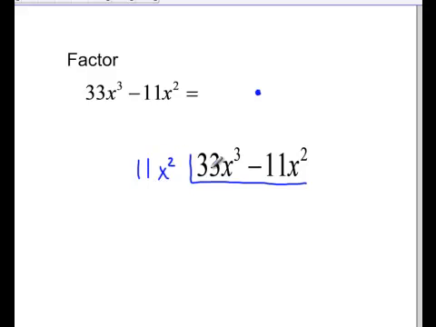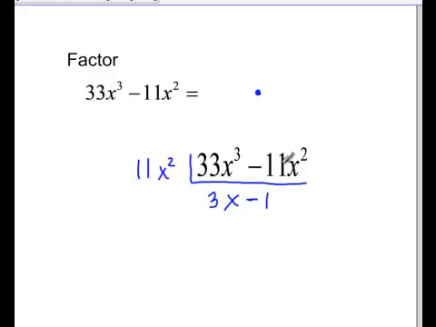11x squared goes into 33x cubed 3x times. Now 11x squared goes into 11x squared. First of all, what do you have to do with this negative? We do know it's supposed to be minus right here. But 11x squared goes into 11x squared just one time. So we have to put 1 here. The common mistake is that people consider this to be 0, and they say it's just 3x.